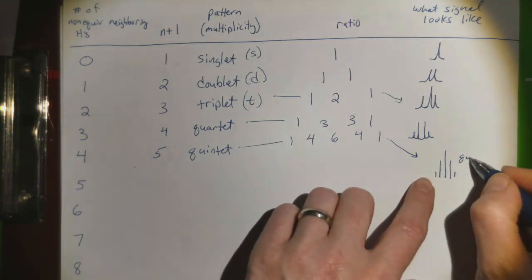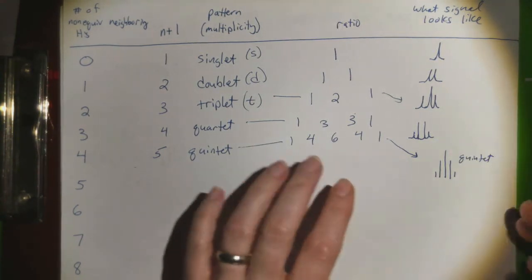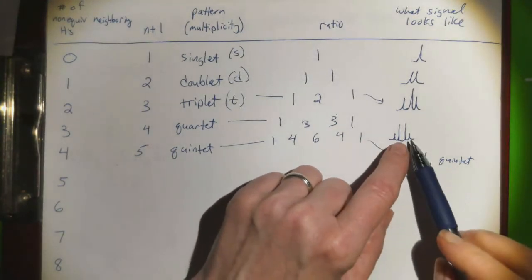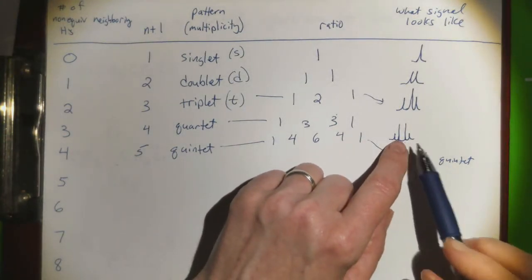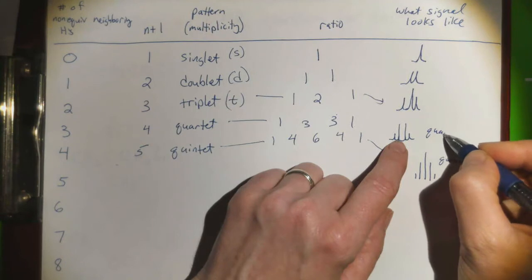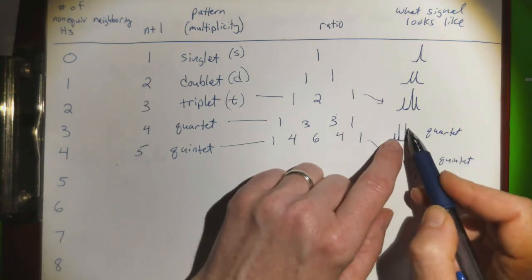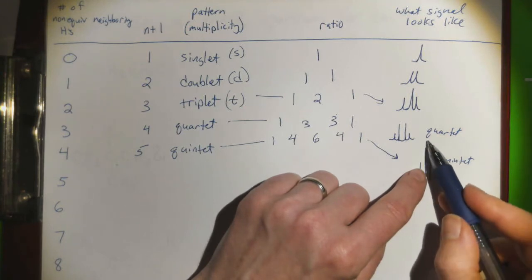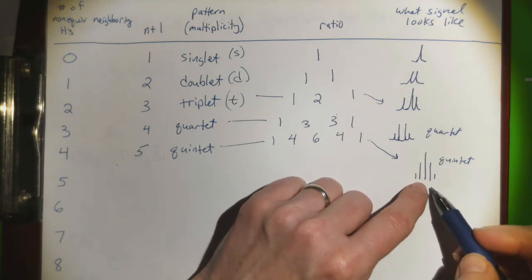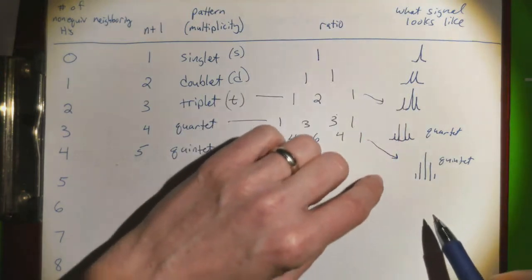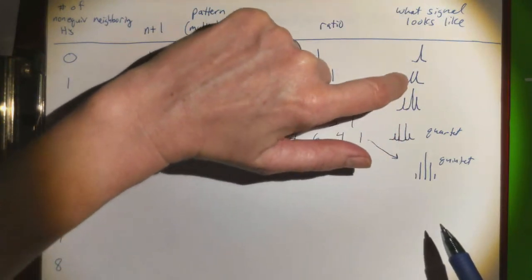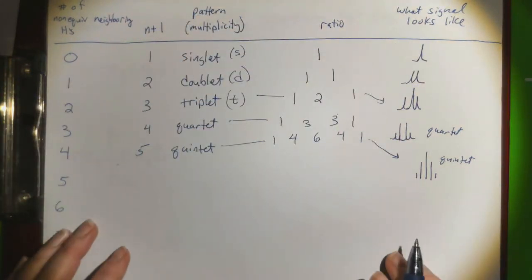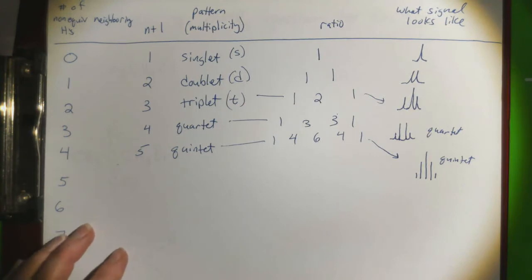That's your quintet. Notice that if you have an even numbered multiplicity, this was our quartet, you have 2 lines in the middle matching up. And if you have an odd number, there's 1 line tallest in the middle. So that's a quick way of going odd, even, odd, even, odd. All right, so we can keep going with this.